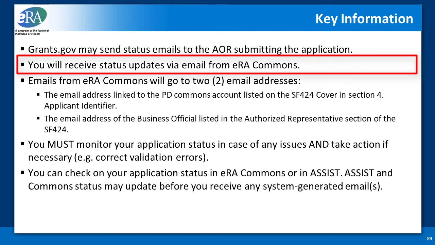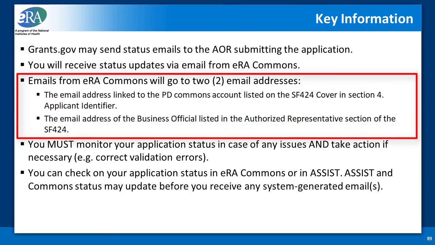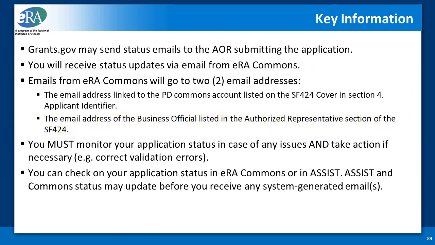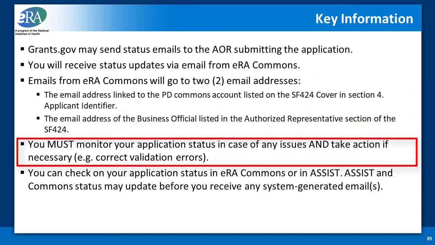The ERA system will send status update emails to two email addresses during this process. They will go to the email address associated with your project director account, listed on the SF424, in Section 4, Applicant Identifier, and to the grants.gov AOR, listed on the SF424. Your application is not considered submitted until it passes all the validations from ERA Commons. Therefore, you must monitor your application status after it is submitted, to verify there are no errors, and if errors are found, take appropriate actions to correct them, and resubmit.